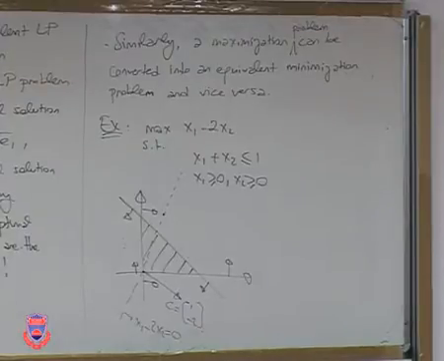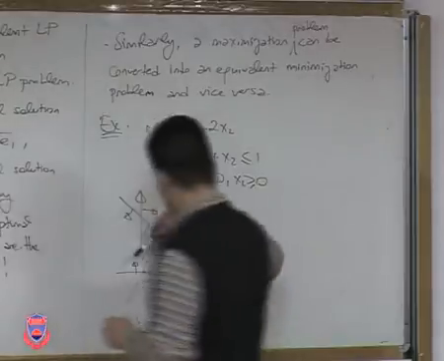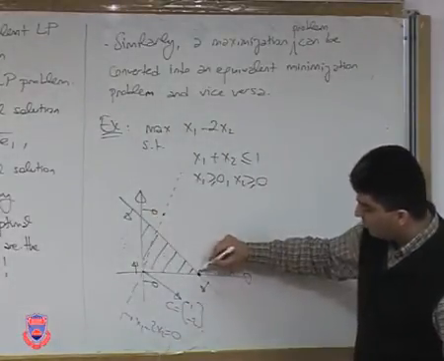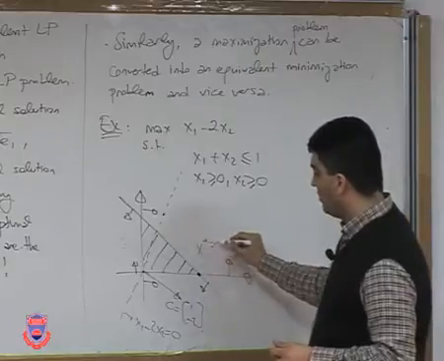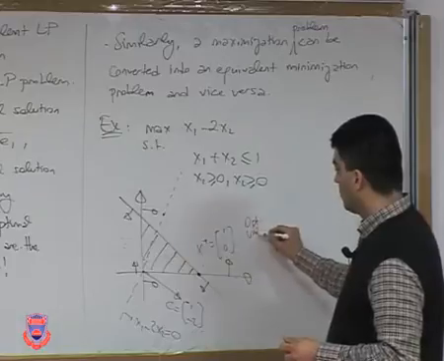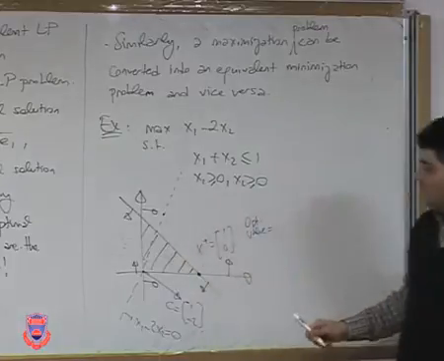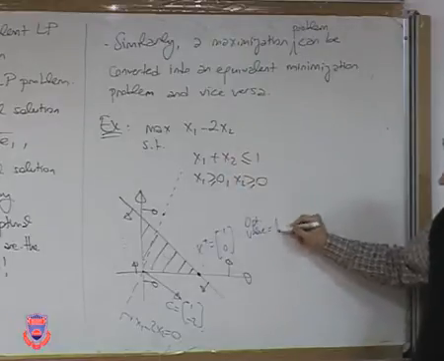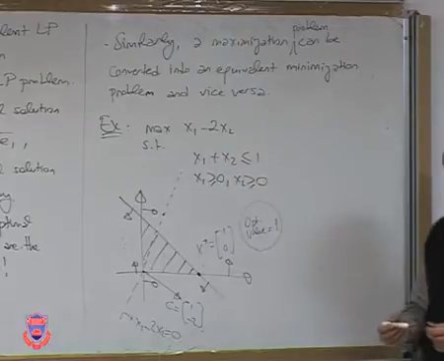And what's the optimal solution? Well, if you move along this direction, it's not too hard to see that this will be the optimal solution. So my x star will be given by 1, 0. And what's the optimal value? If you plug in 1, 0 into the objective function, you get 1, right? So as a result, the optimal value is equal to 1.